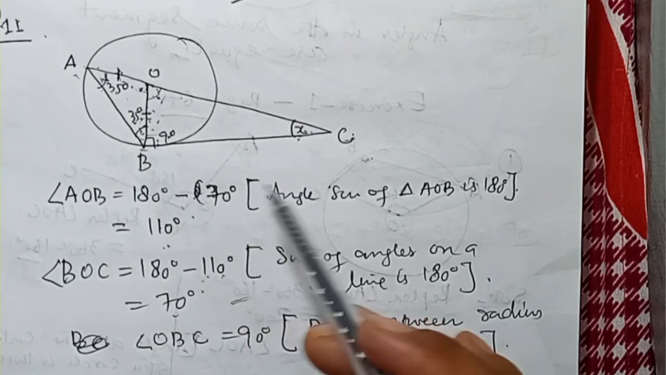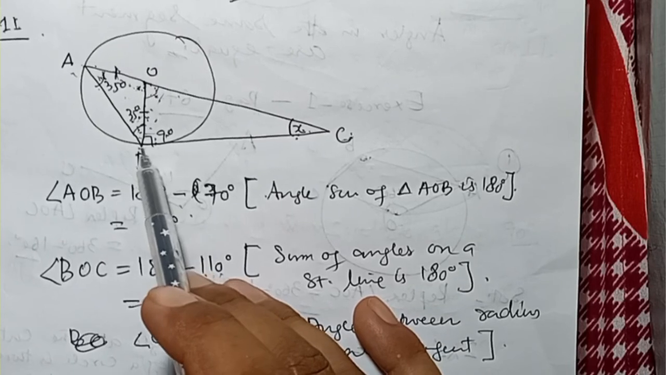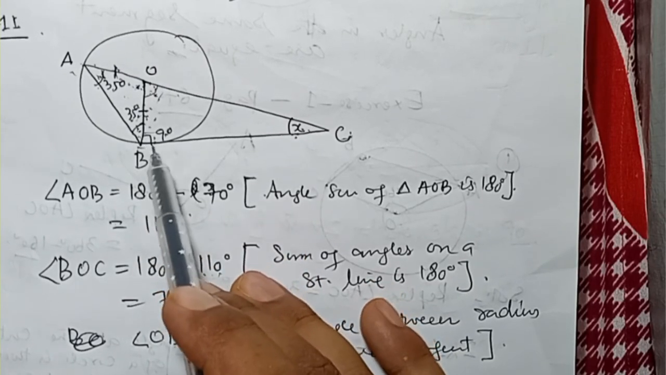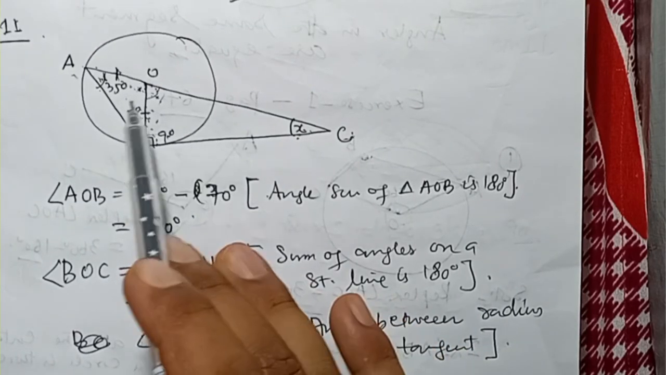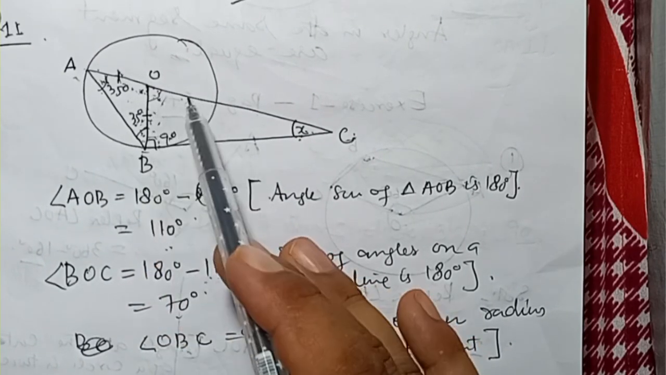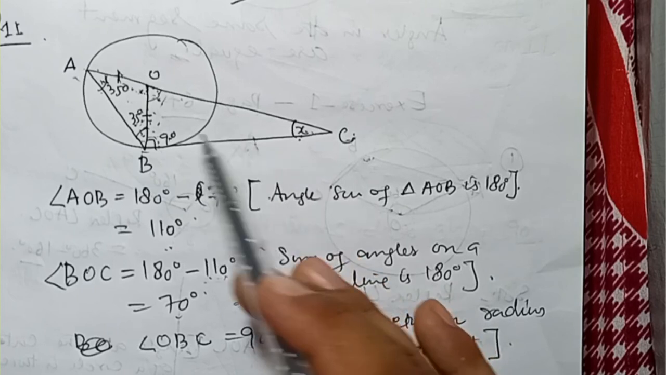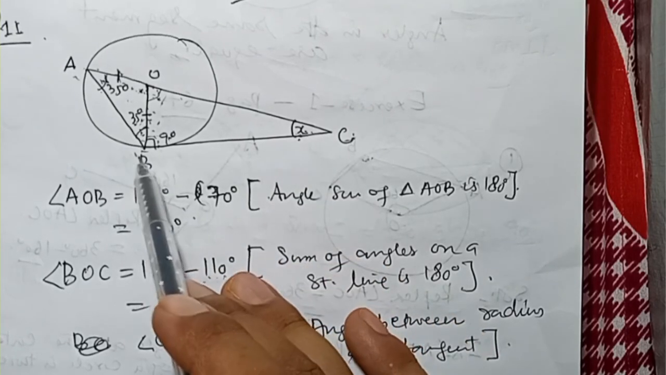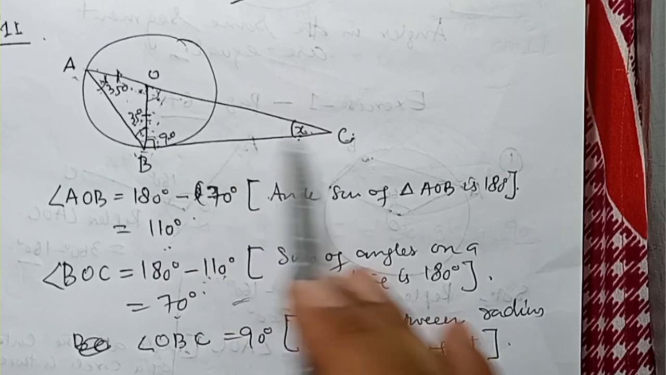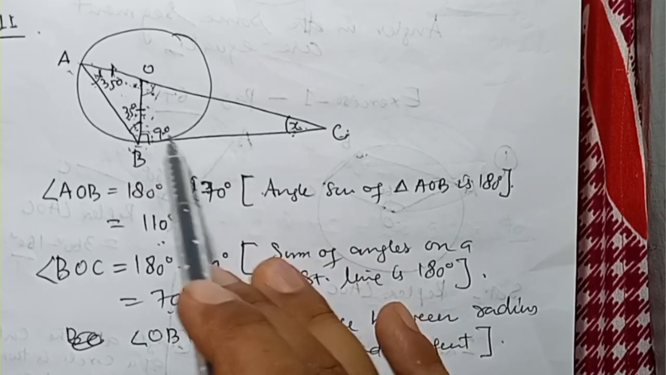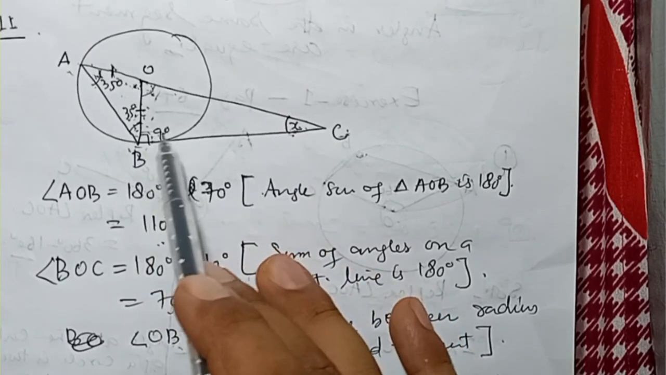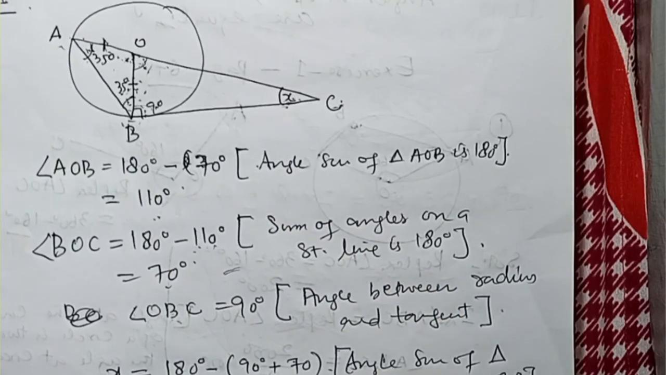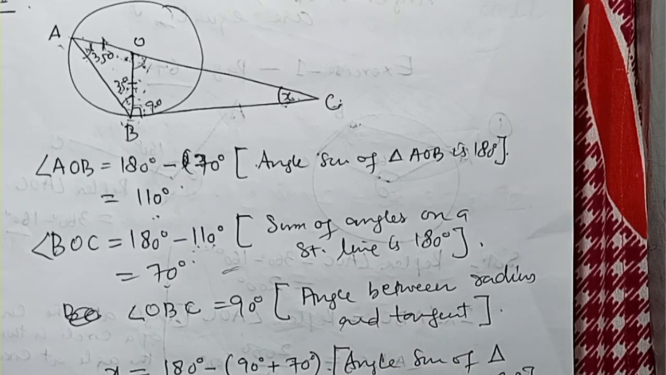Now this is 90. Why is this 90? Because we know the tangent and the radius at the point of contact form a 90 degree angle. This is 90 and this is 70. Now how to find the x? Here BOC is the triangle, so the sum of all the angles will be 180. To find the x, it will be 180 minus the sum of these two angles, that is 180 minus 90 plus 70 degree, that is 20 degree. This is the answer of the question.